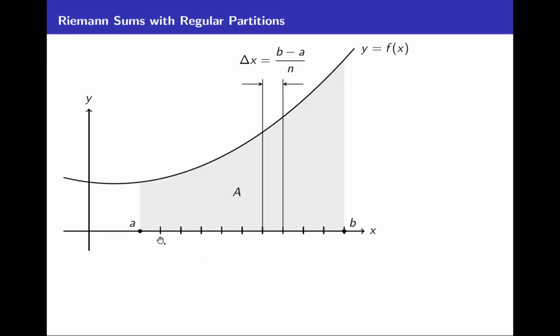And the next thing we did, if you'll recall, is we labeled these tick marks: x0 for A, then x1, x2, x3, x4, and so on, all the way up to x sub n, which was B. And we called these grid points, and the formula for each one was that x sub k would be A plus k times delta x. So for example, x sub 3 is our A plus 1, 2, 3 times delta x, etc.